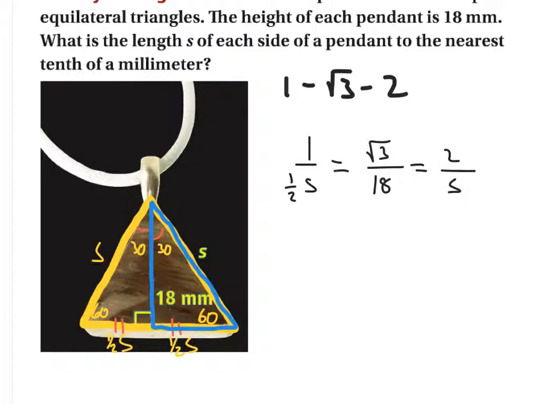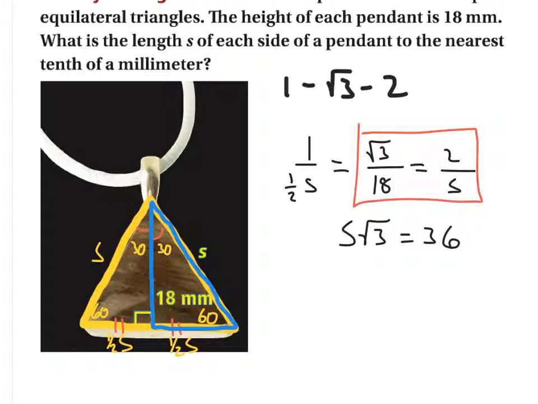Well, all they asked us to find is S. We don't need to find half of S. Right? But we get the option now. Would you rather work with 1/2 S and that fraction, or would you rather work with just S? Yeah. If I'm solving for S, I would rather work with just S. So I am going to use this proportion. Cross multiply gives us S square root of 3 equals 36. And we want to solve for S by dividing by the square root of 3.